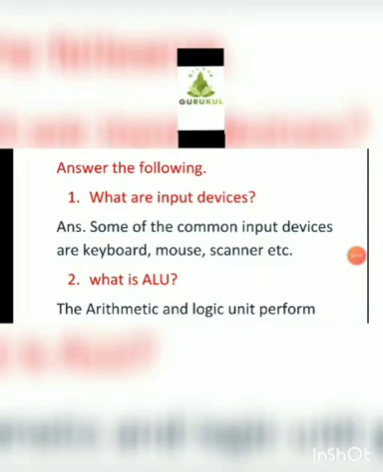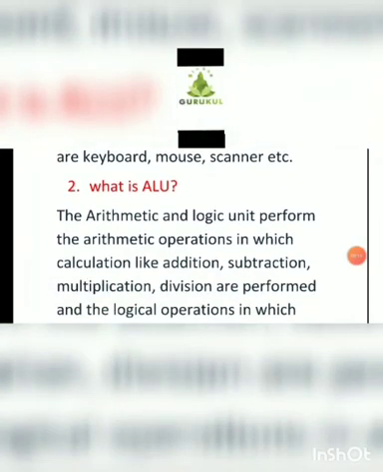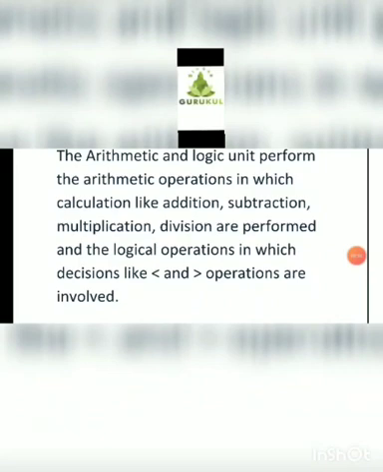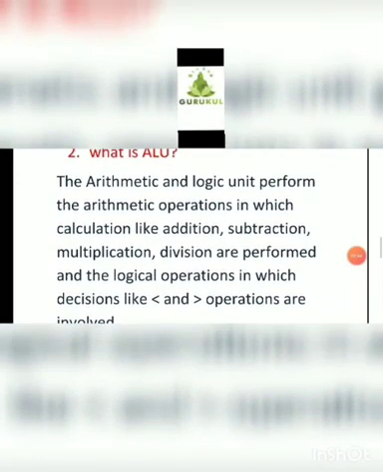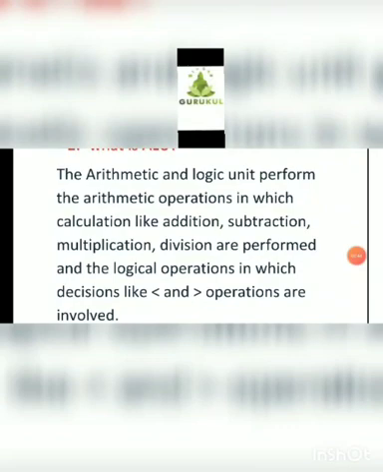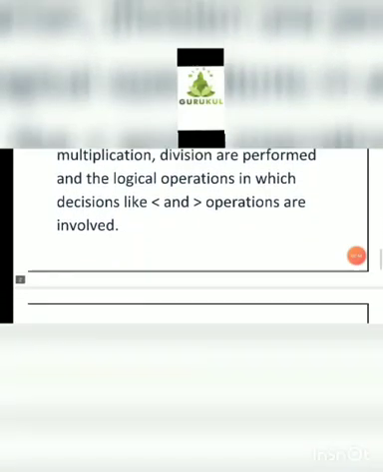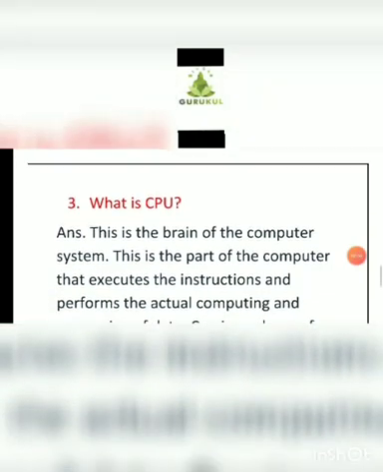And the second one, what is ALU? The full form of ALU is the arithmetic and logic unit, which performs all the arithmetic operations such as addition, subtraction, multiplication and division, and the logical operations which are less than and greater than. So all these things are performed by the ALU. So you need to write down the answer of 4 to 5 lines for 2 marks. This will come in an examination of 2 marks each.